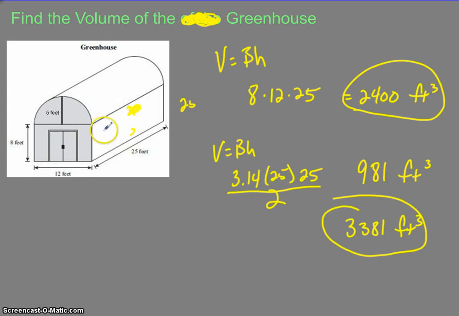Okay, but this volume's a lot easier. Area of the base times the height. Always remember that. Area of the base changes depending on the shape. Cylinder, triangular prisms, and rectangular prisms. That's all we're looking at with these last two sections that we've done.